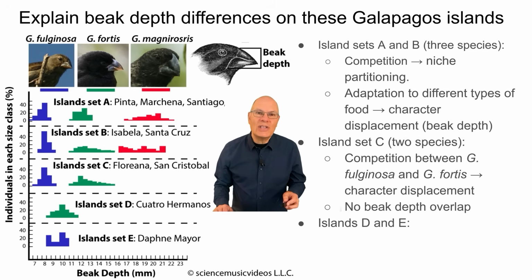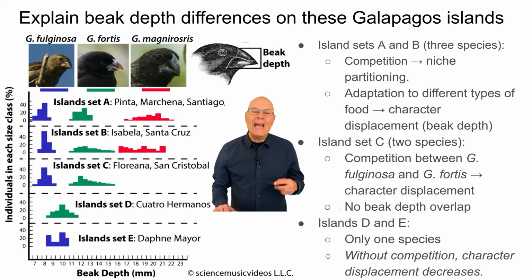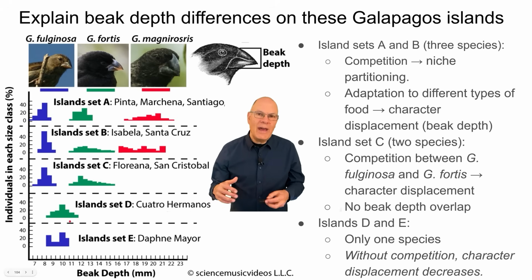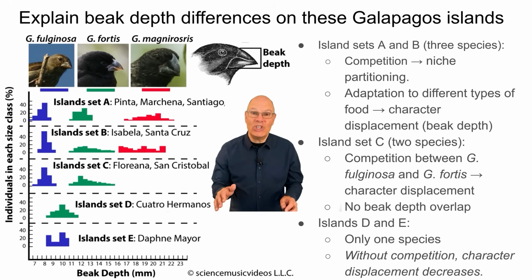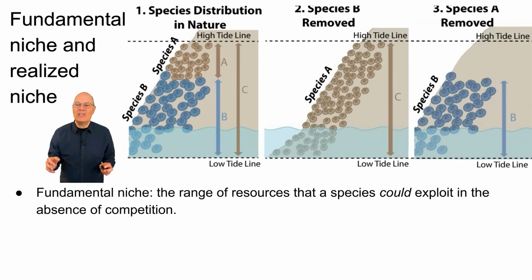On the smallest islands, D and E, there's only one species. And without competition, with no competition between different species, character displacement decreases. The beak depths overlap. So here we have a kind of natural historical validation of these ideas related to character displacement and resource partitioning. Another concept related to competition is the difference between a fundamental niche and a realized niche.